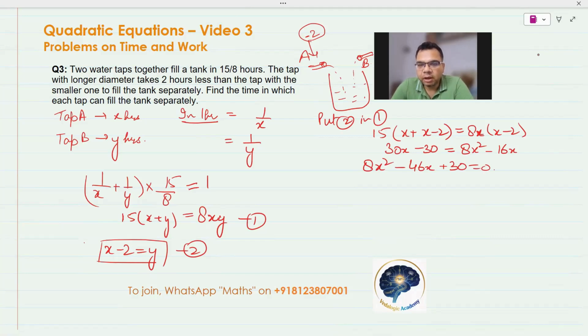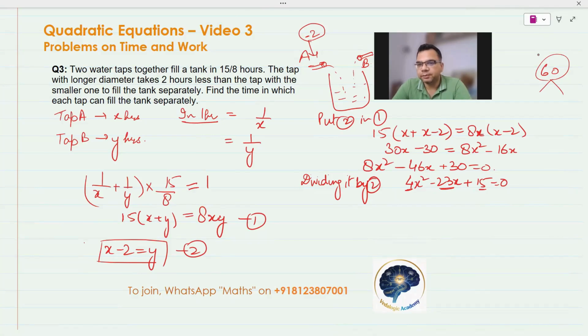Now if you see here, all of them can be divided by 2. So I'll divide the whole equation by 2. Please always write clearly what you are doing. So it becomes 4x square minus 23x plus 15 equals 0. Now I have to use 15 and 4 together to get 23. 15 times 4 is 60, right? I have to get two factors of it such that their sum is 23, right?